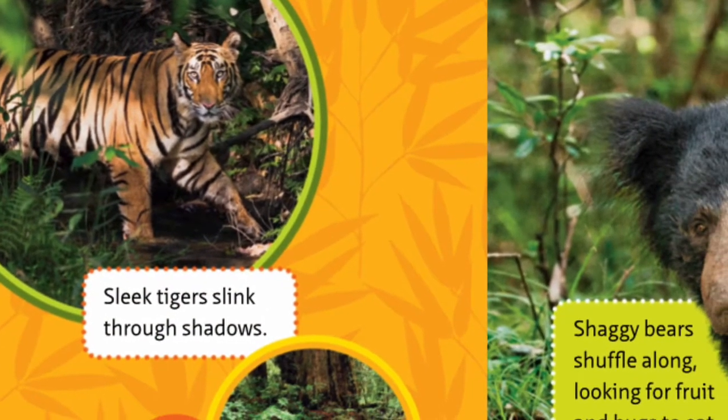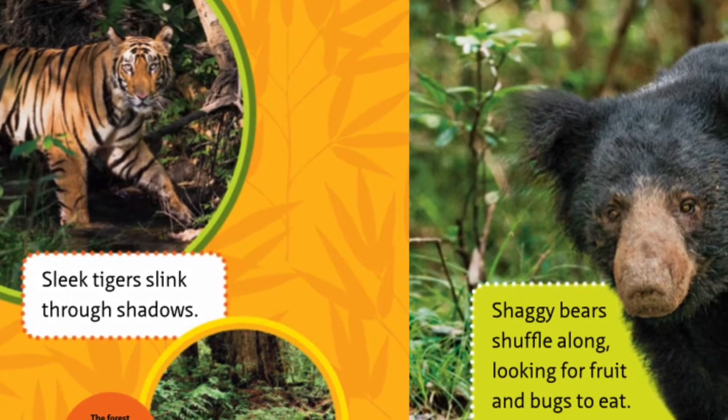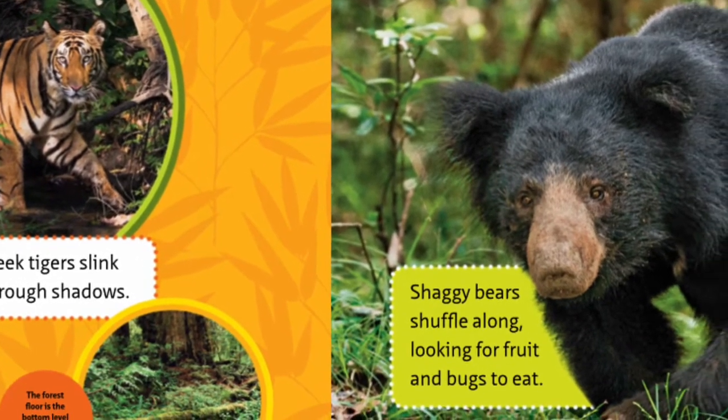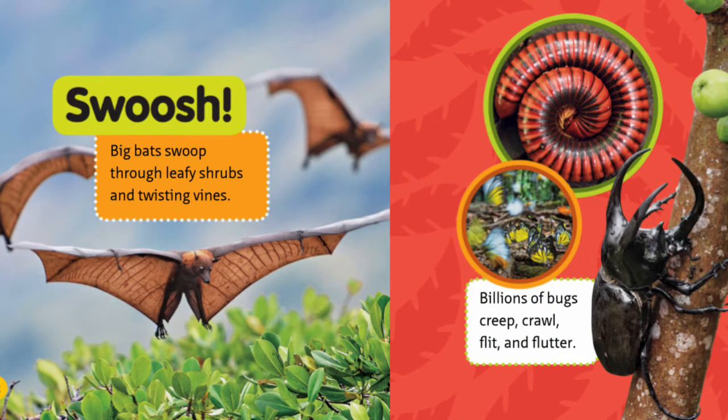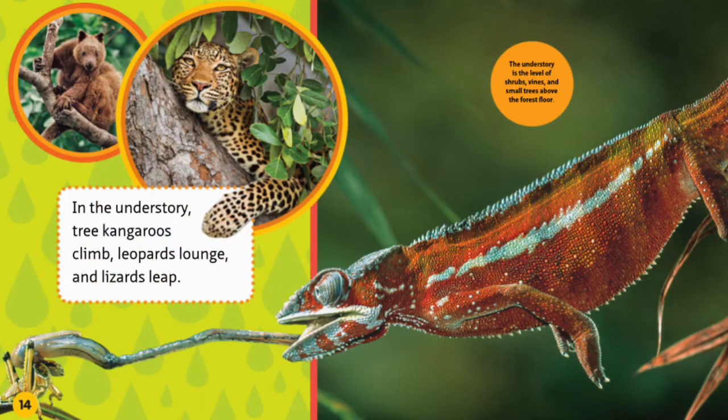Sleek tigers slink through shadows. Shaggy bears shuffle along, looking for fruit and bugs to eat. Swoosh! Big bats swoop through leafy shrubs and twisting vines. Billions of bugs creep, crawl, flit and flutter. In the understory, tree kangaroos climb, leopards lounge, and lizards leap. The understory is the level of shrubs, vines and small trees above the forest floor.